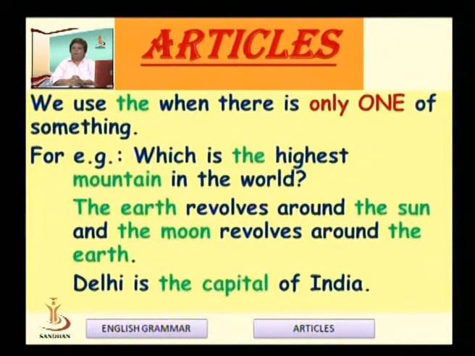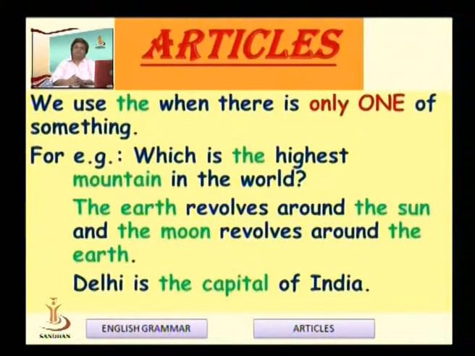The earth revolves round the sun and the moon revolves round the earth. Earth is one, sun is just one, moon is also just one. Earth has only one satellite, and that is the moon. If we were on Jupiter, which has 21 satellites, then of course we might call it a moon. But for us, we have one moon, one earth and one sun. So therefore we will use the article the.